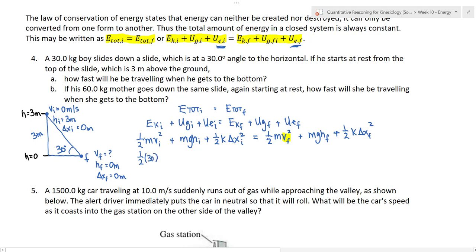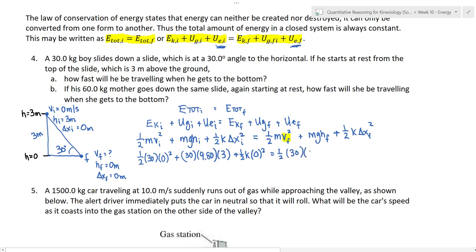V initial is 0 squared plus my mass is 30. G is 9.80. H initial is 3 meters plus 1/2 my K, I don't know what it is, I'm just going to write K. My delta X initial is 0 squared is equal to 1/2 mass is 30.